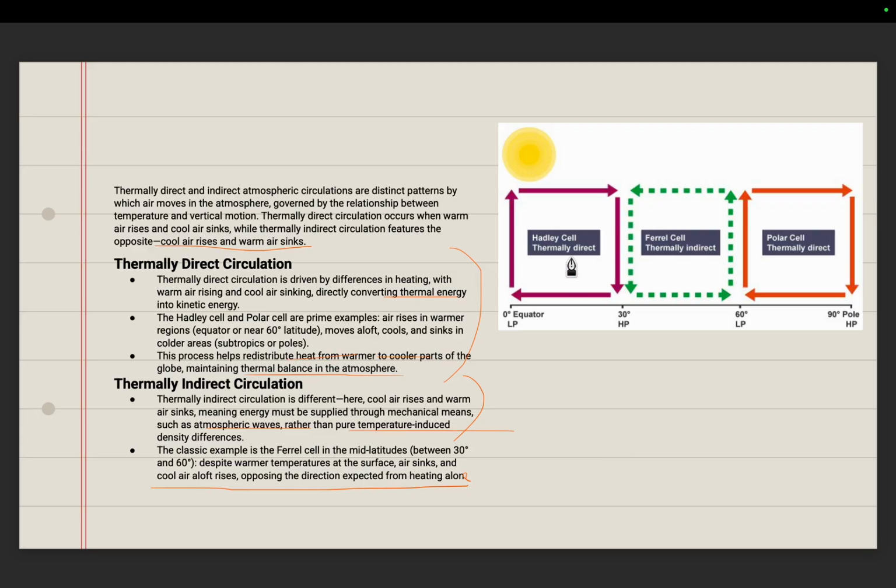Therefore, for thermally direct circulation, warm air rises and cold air sinks, while in thermally indirect circulation, the cold air rises but the warm air is sinking.